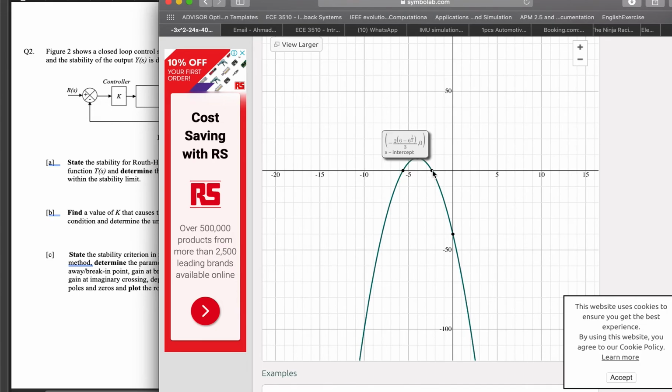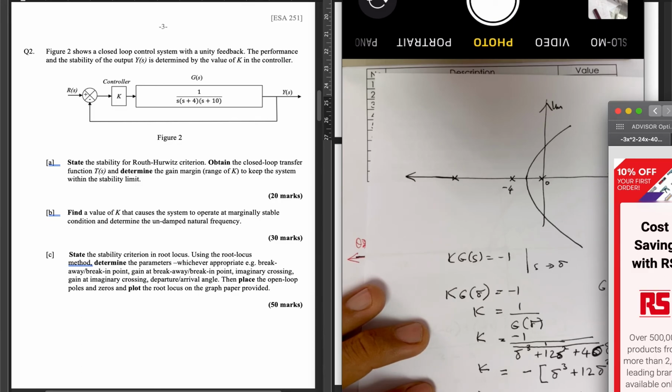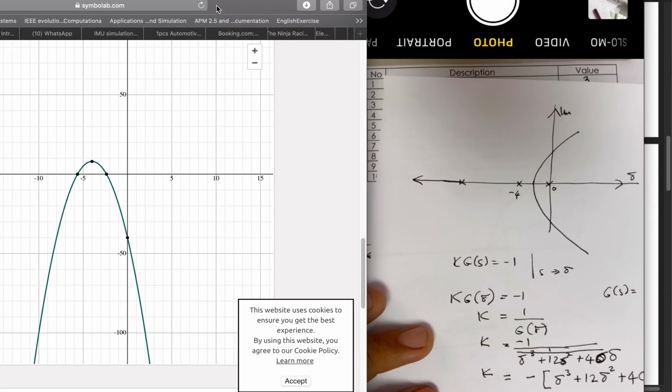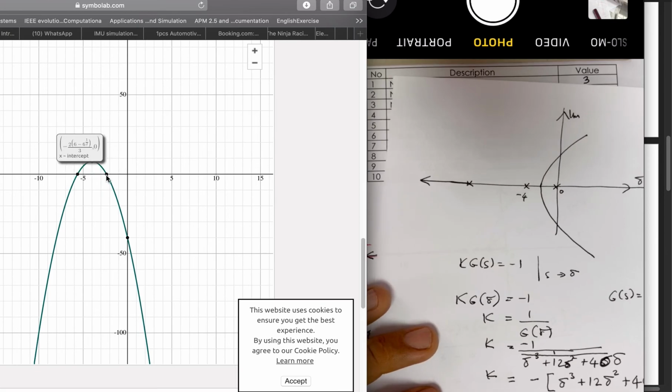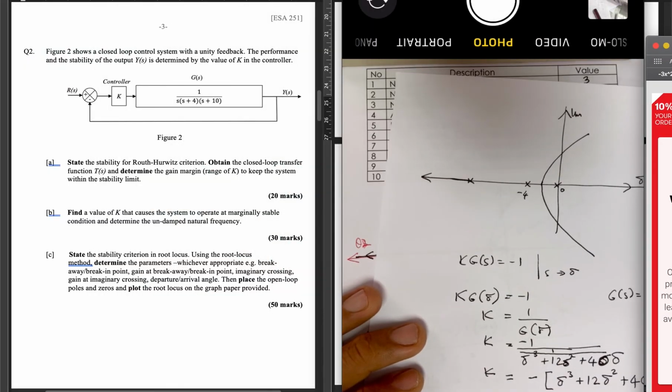Okay, that's the point. Yeah, the point that intercept is around 2 point something, minus 2 point something there, right? So that is the first point, the second point. So because that break-in point happened in between 0 and 4, we consider this point is a valid point there, right? This one we just ignore it, just take this point. Okay, that is our break-in point.